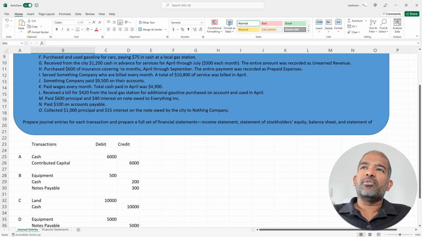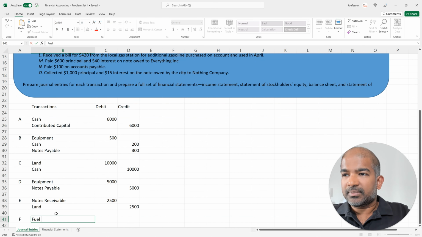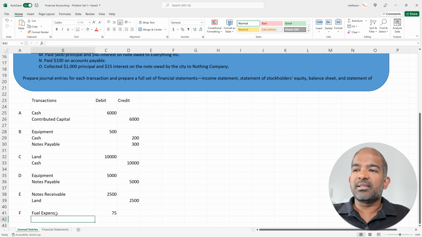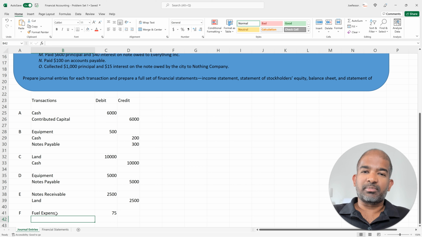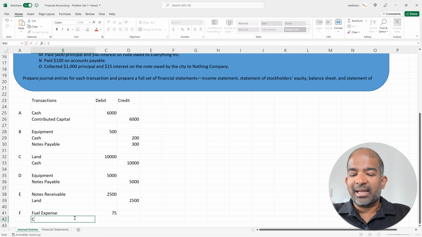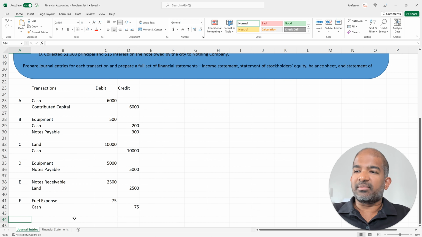purchased and used gasoline for cars, paying $75 in cash at a local gas station. So this $75 is an expense, expense for fuel, right? So fuel expense is an account which is going to be debited because expenses are debited. Expense accounts are debited because the more you spend, the lesser your stockholders' equity becomes. And what becomes the credit account here? You're paying by cash, and hence your cash goes down, or your cash account is credited by $75.